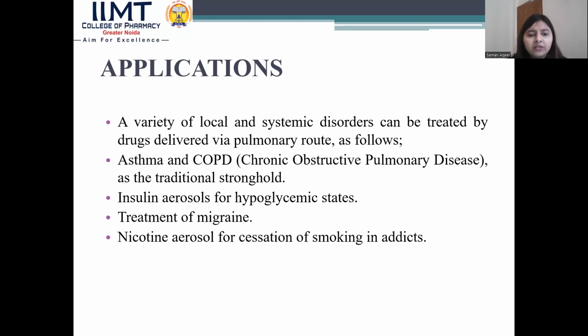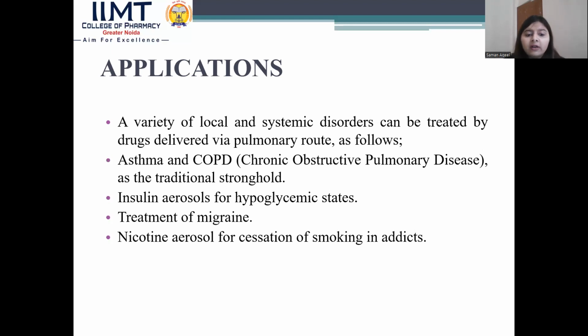Now, what are the applications of these systems? A variety of local and systemic disorders can be treated by drugs delivered via the pulmonary route as follows: asthma and COPD, that is chronic obstructive pulmonary disease, as the traditional stronghold. Next is insulin aerosols for hypoglycemic states. Next is treatment of migraine. Pulmonary drug delivery system can also be used for the treatment of migraine.